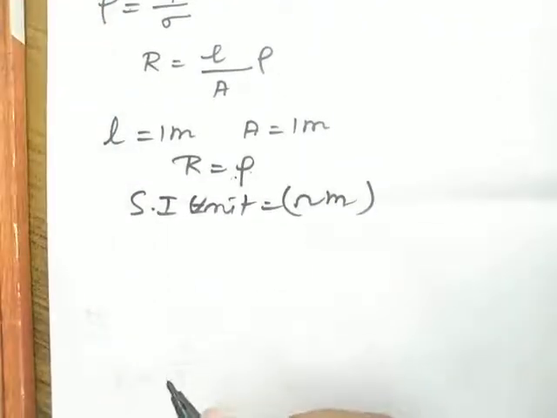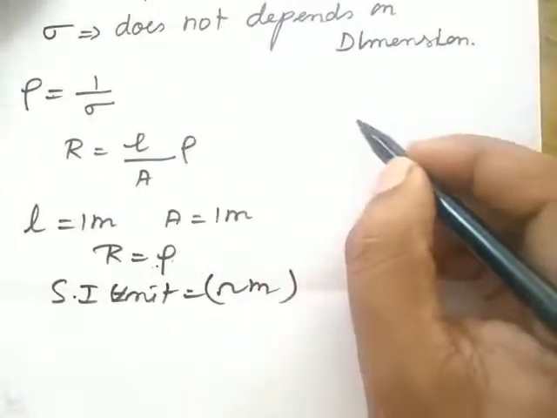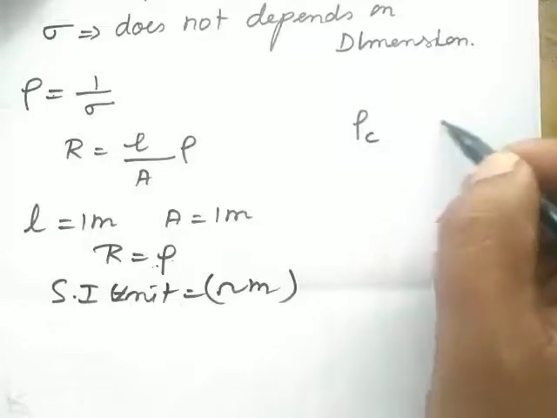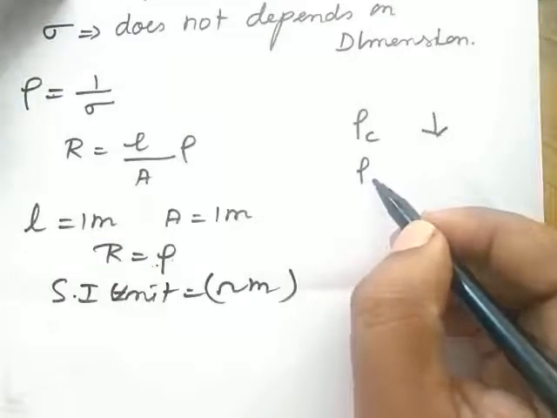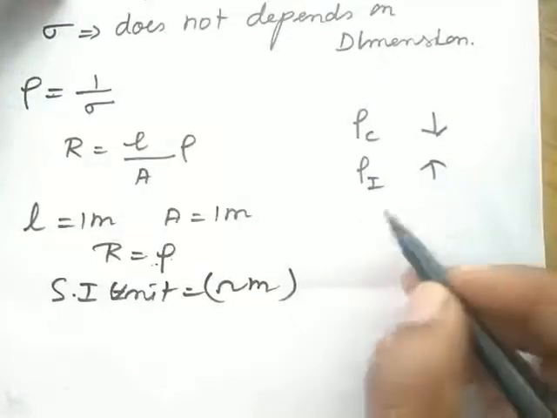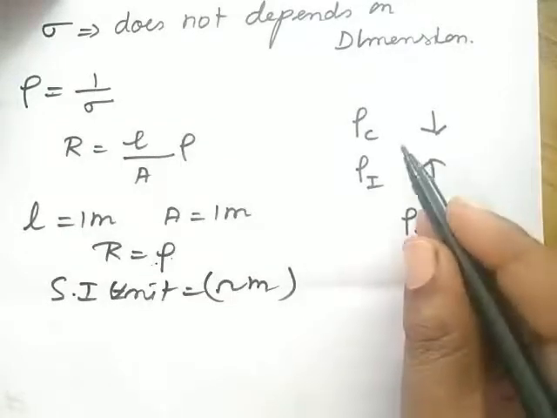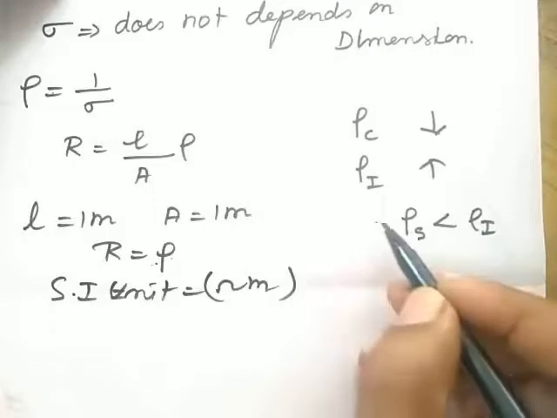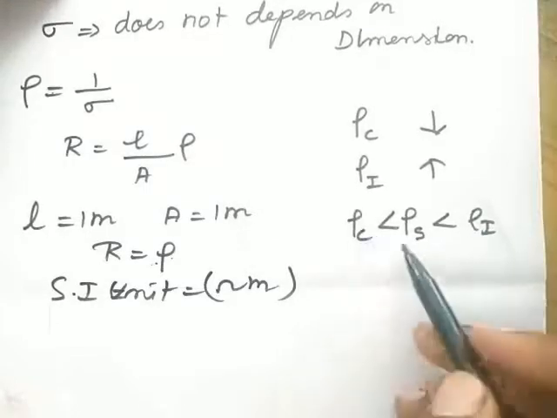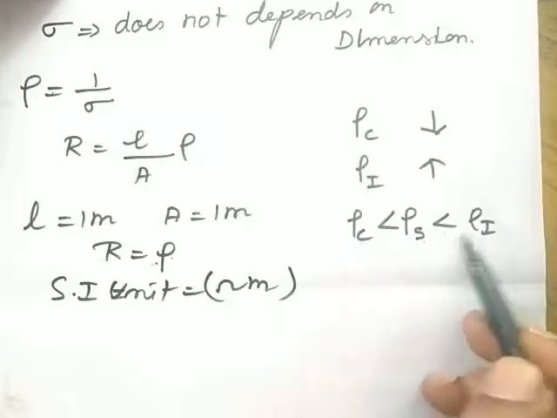By the knowledge of resistivity, we can classify materials as conductors, insulators and semiconductors. The resistivity of a conductor is always low, the resistivity of an insulator is always high, and the resistivity of a semiconductor is intermediate between conductors and insulators. That is, the resistivity of a semiconductor is greater than that of a conductor but less than that of an insulator.